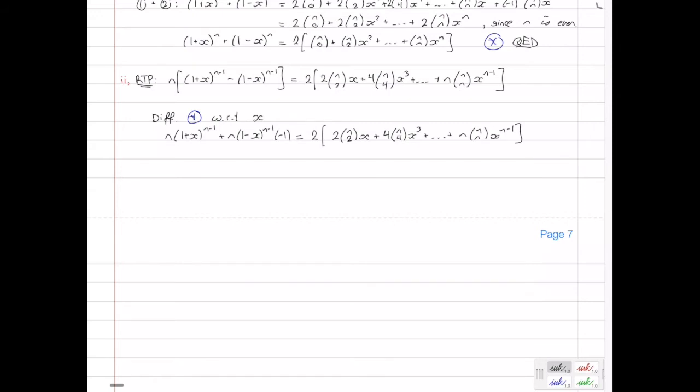Okay, and then the only thing we really need to do now is to factor out the n here and bring that multiplying minus 1 in the middle. So that's n times (1 plus x)^(n-1) minus 1, minus x to the n minus 1, equals what we have on the left-hand side: n choose 2 x, n choose 4 x cubed, dot dot dot, n times n choose n, x to the n minus 1. Okay, and that's only worth 1 mark, so it's not going to be too difficult. Okay, and that's also QED. We've proven what we want to show there.